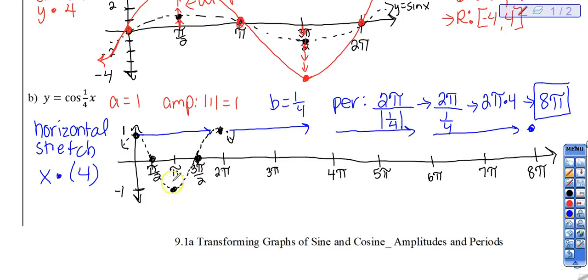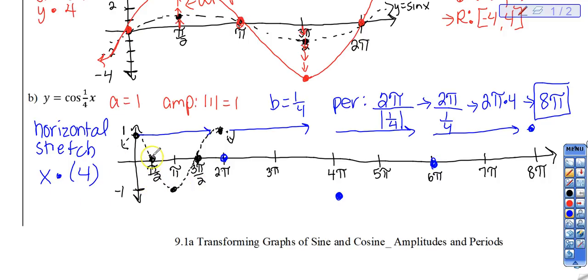And let's do the same thing with our minimum down here, pi. Pi times 4 is what? X is pi, so 4 pi. So there it is. And then look at the placement of these two. Our pi over 2 is halfway between 0 and pi, right? So what's halfway between 0 and 4 pi? 2 pi, right? And then 3 pi over 2 is halfway between pi and 2 pi, right? So what's halfway between 4 pi and 8 pi? 6 pi. Or you could just multiply these values times 4.